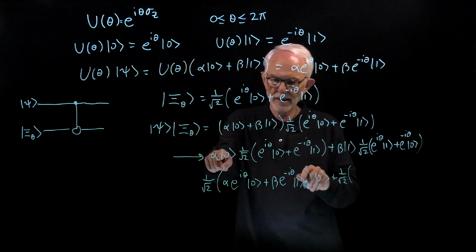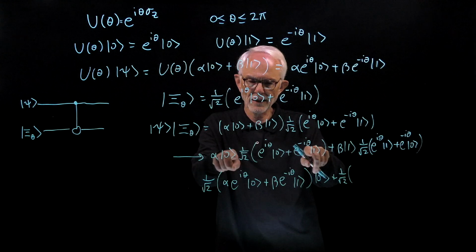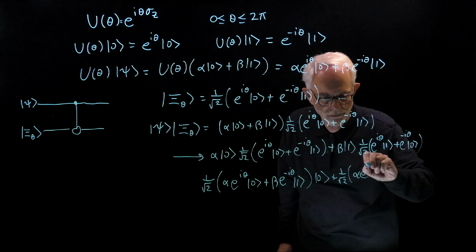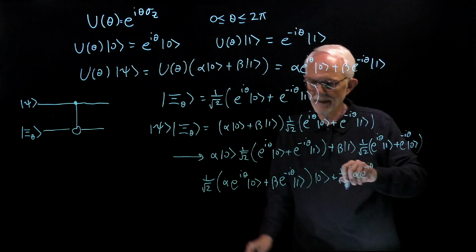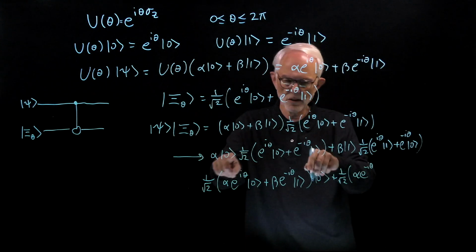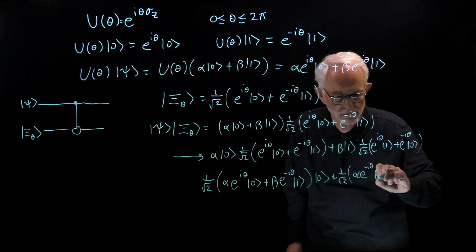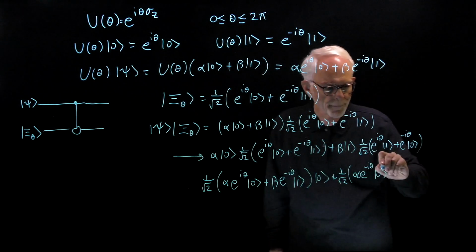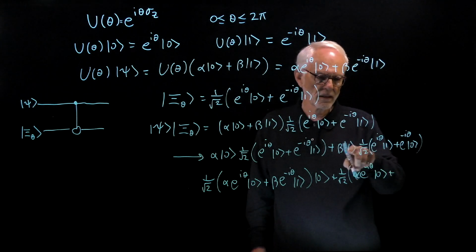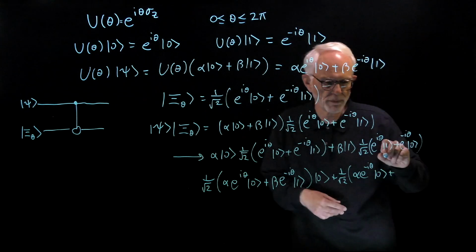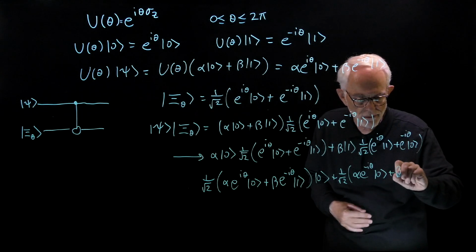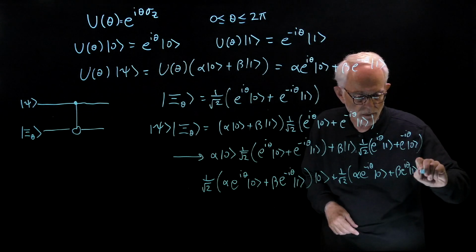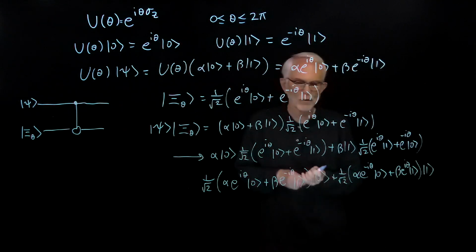Okay, so here I have a 1, so I'm going to get an alpha e to the minus i theta, and that is going to be times a 0. And then it has the 1 there, but I'll write that in just a minute. And then for the beta, I have a 1, 1 here, so it will be a beta e to the i theta, and it'll be a 1 times a 1. Now let's see what we've got here.